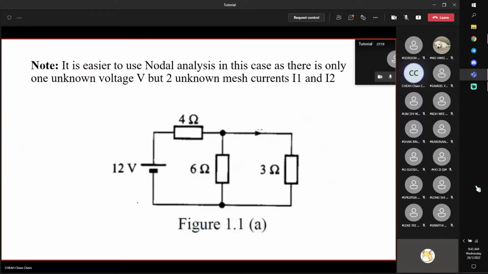So the method is not fixed. I would suggest that if you're free to choose any method, decide by looking at the number of variables that you need to solve. In this case, nodal analysis is better because you solve one equation, but for mesh analysis, you can also solve it, with a little bit more work by solving two equations. And this very much depends on your circuit.